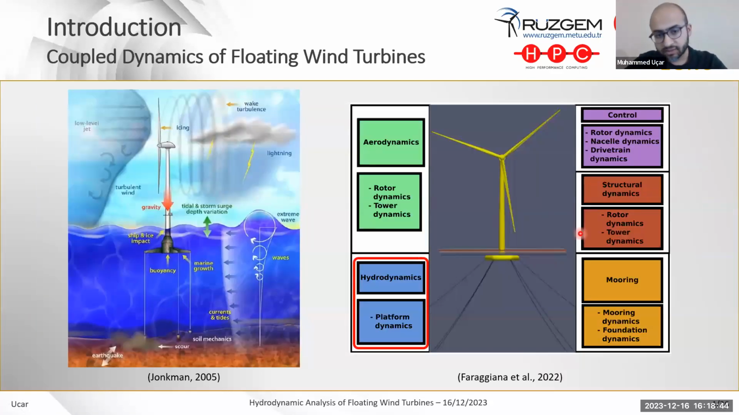So at the left-hand side, you see the harsh environment that the floating platform survives in. And at the right-hand side, you see the counterparts of these dynamics. So from a design perspective, you need to start from scratch with the hydrodynamics, the platform dynamics, firstly, because of the stability issues. The other dynamics are the aerodynamics, mooring dynamics, structural dynamics, and control dynamics, but we need to start with the platform dynamics.